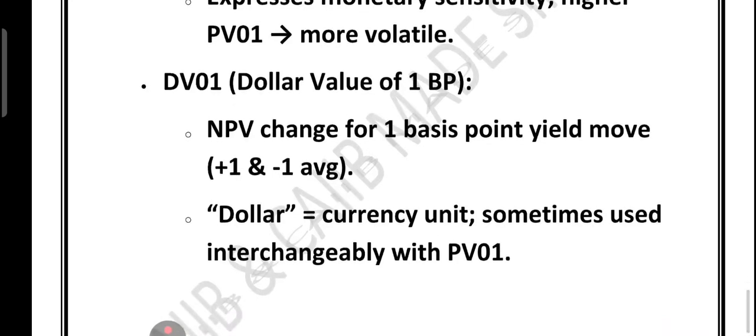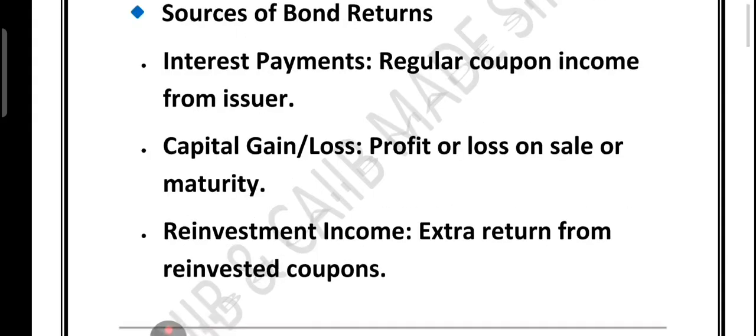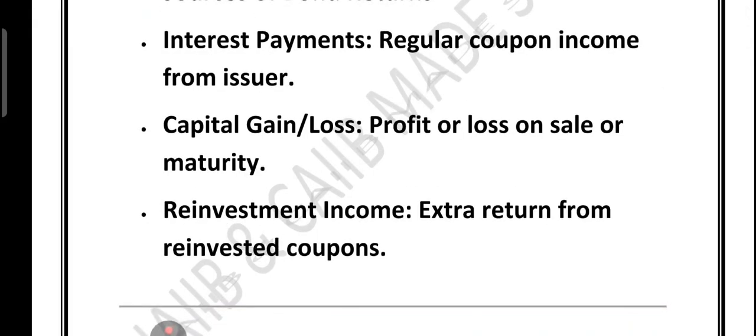Then we have DV01. DV01 means dollar value of 1 basis point. You know, net present value changes for a 1 basis point yield move. Second thing, we have a capital gain or capital loss. This happens when you sell the bond before maturity or at maturity, right? Suppose if you sell it for more than what you paid, you get a gain, and if you sell it for less than what you paid, you face a loss.